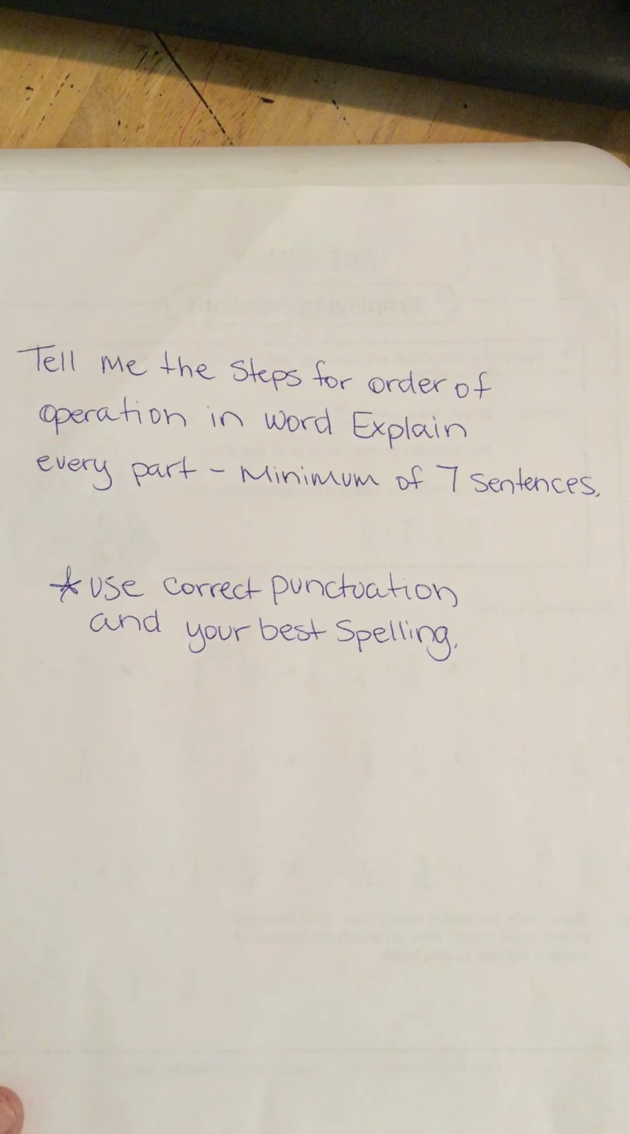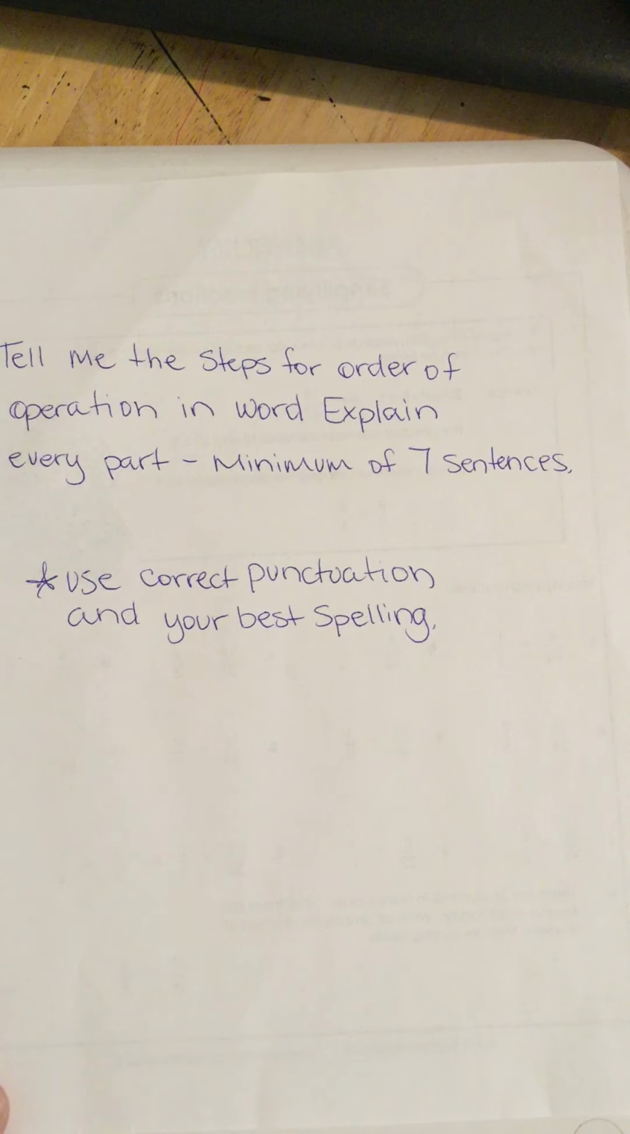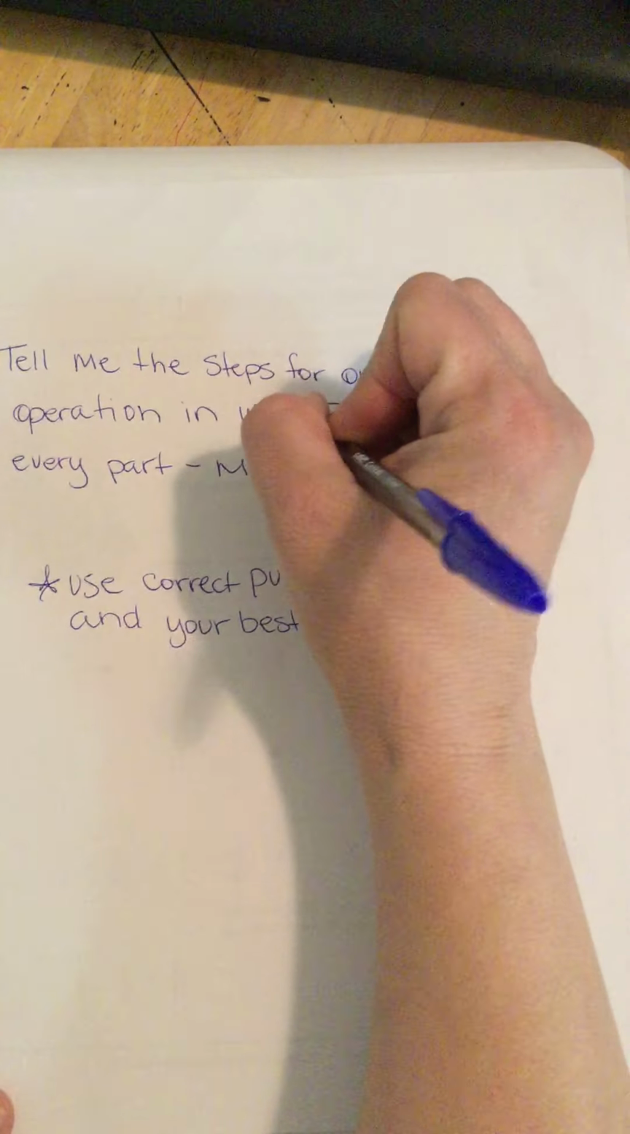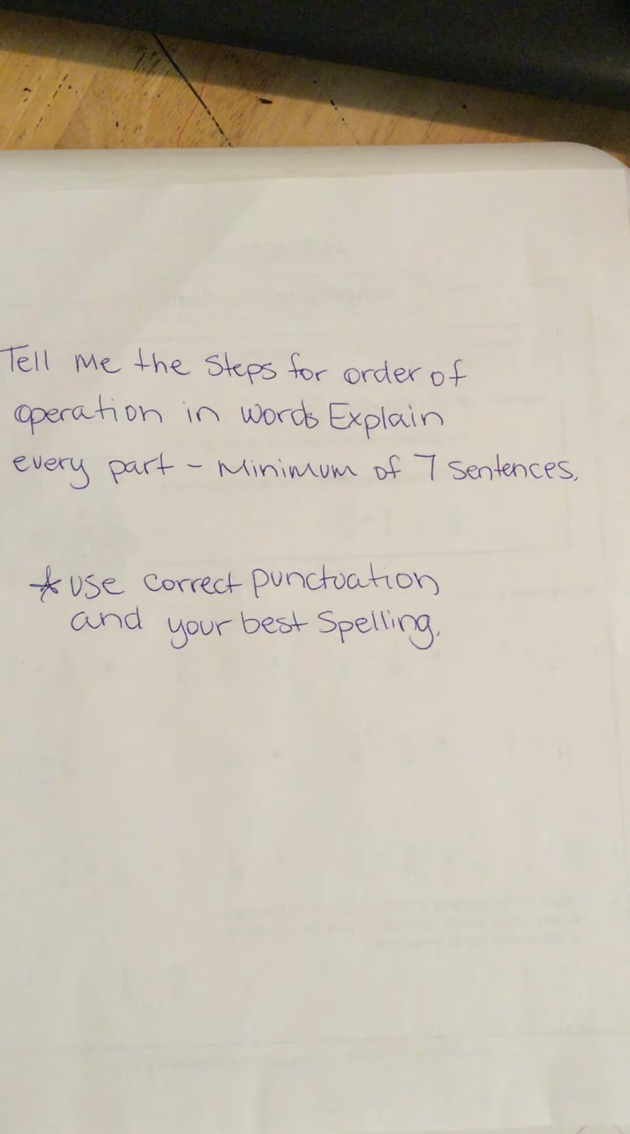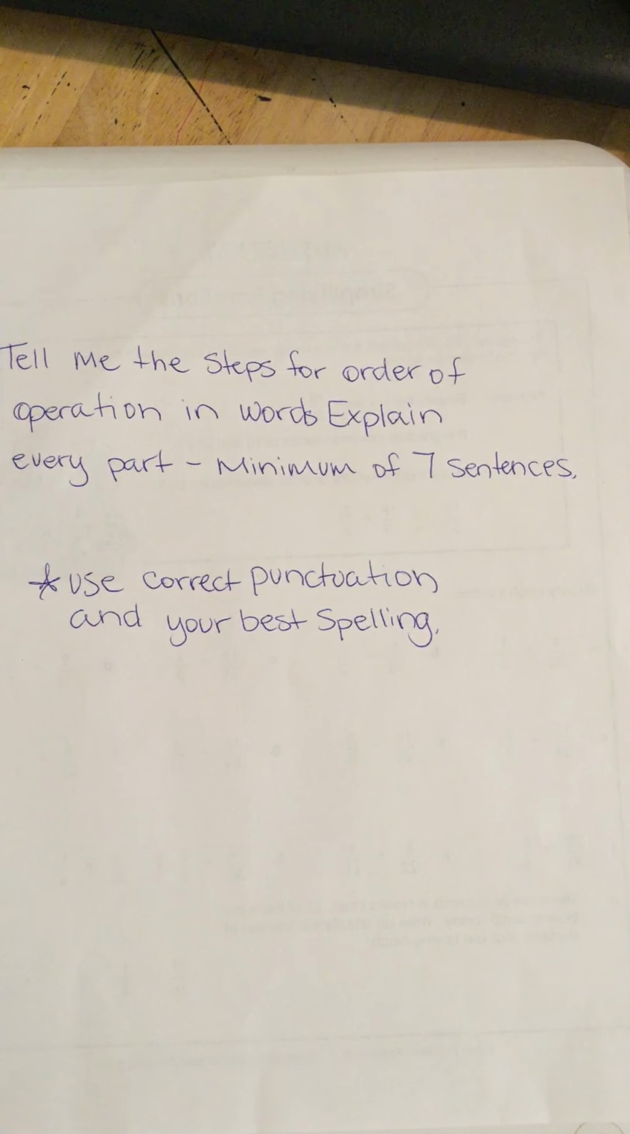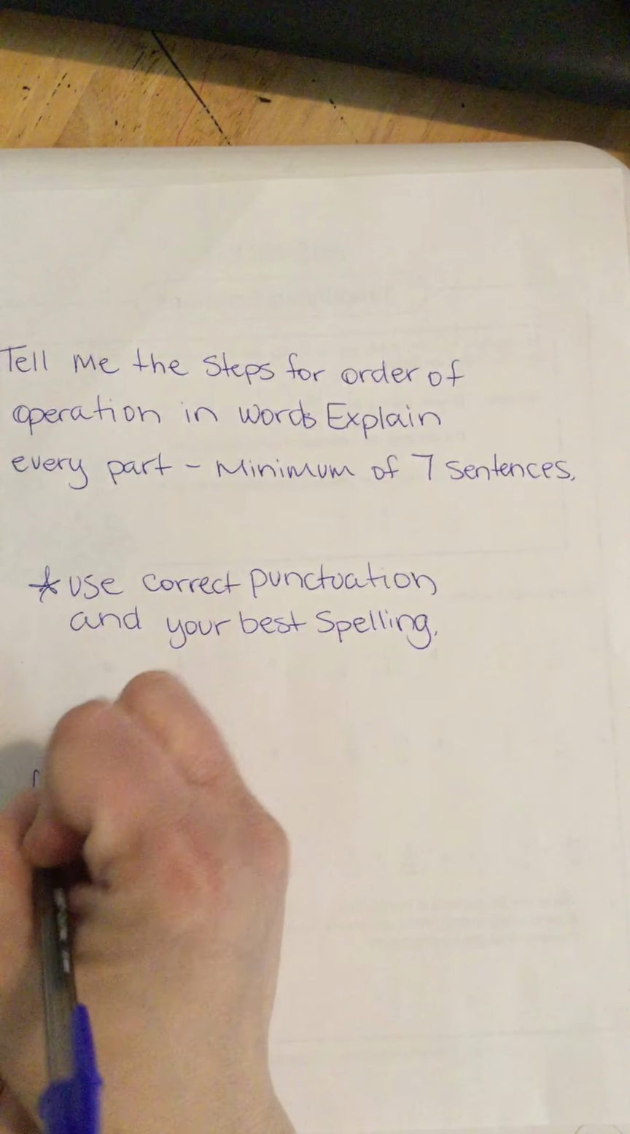Okay, you're going to tell me what the steps are for order of operations in words. Explain every part with a minimum of 7 sentences. Use correct punctuation and your best spelling. Okay? Now, here's what you're going to do. I want you to put it on notebook paper and turn it in to Miss Bond. Okay?